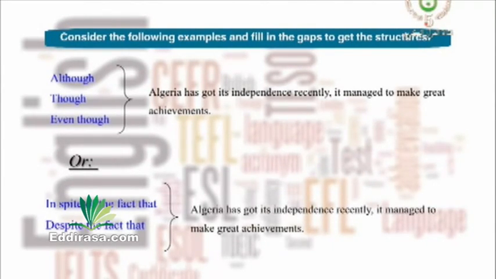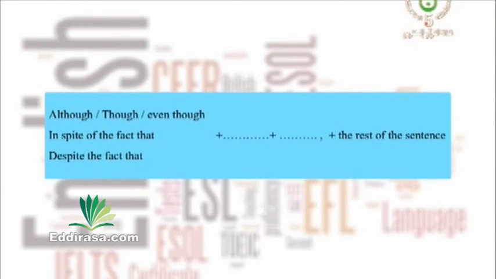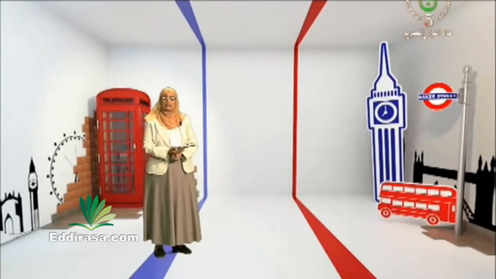Now that you have noticed that it's the same in the two examples, let's complete the blanks to get the sentence structure, right? The sentence starts with the link word, although, though, even though, in spite of the fact that, despite the fact that, then we have a gap and another gap, plus the rest of the sentence. Good, now let's correct. Although, though, even though are followed by the subject and the verb. Good, then we have the rest of the sentence. Good, let's move now to the second example.